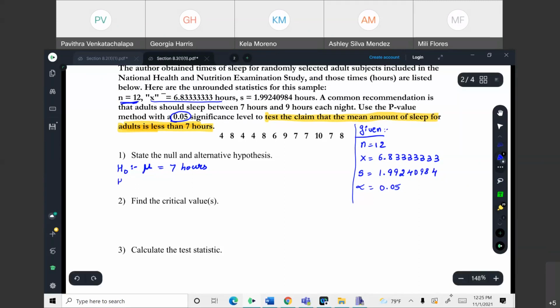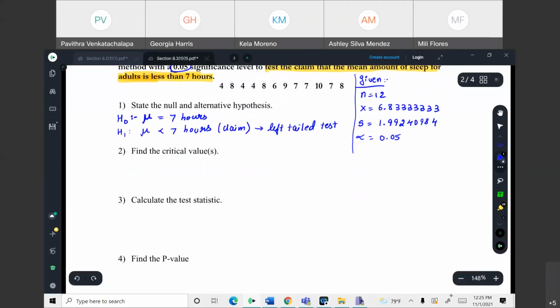So this is how you write the null hypothesis, and the alternative hypothesis will be less than 7 hours. So this is the claim we are testing. And since it is less than, this is a left-tailed test. You can find the critical value even though we are not using it. That's fine. So critical value will be T alpha by 2 comma df, which is equal to T 0.025 comma 11 equal to minus 1.796.